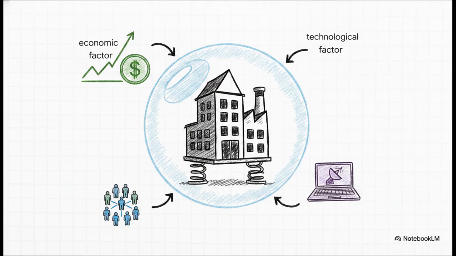Like we said, no vacuum here. To survive, a firm has to adapt to its environmental elements. Here's a massive pro tip for the exam. Memorize the PESTLE acronym. That's political, economic, social, technological, legal, and environmental factors. Grasping those six things is literally the key to understanding any external business threat.